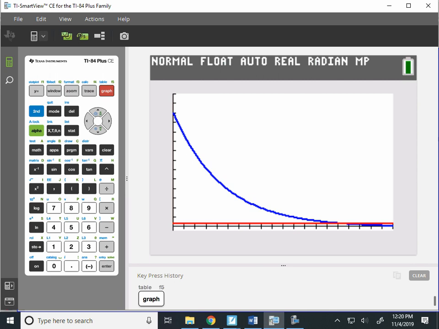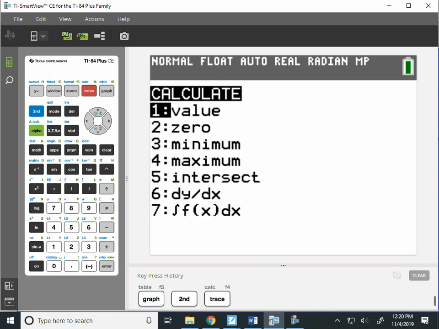And how did I find the exact time? We traced what part? Second trace. Which one did I choose?